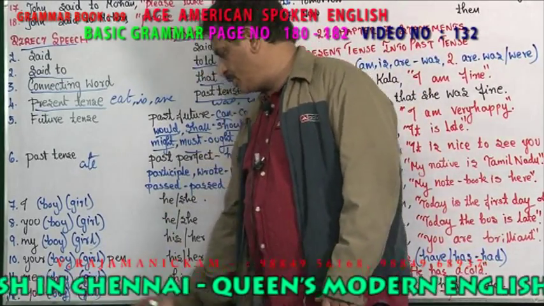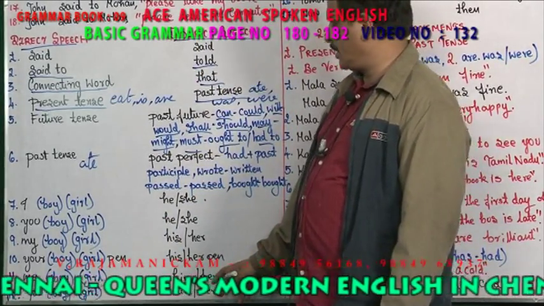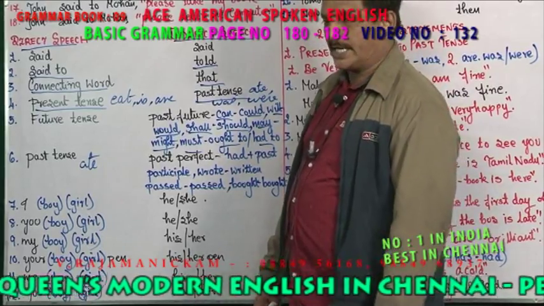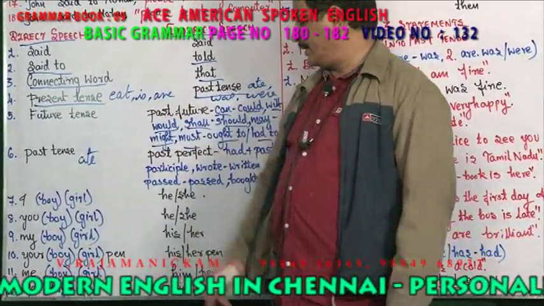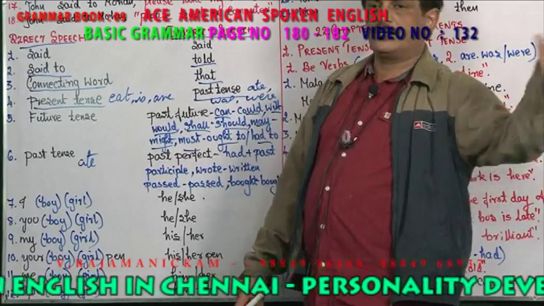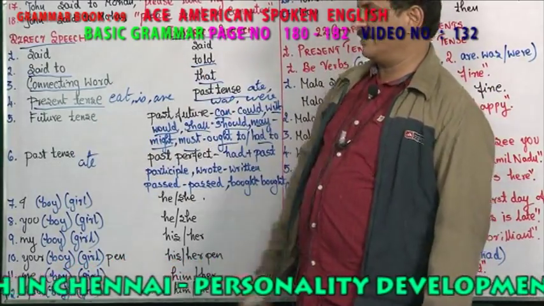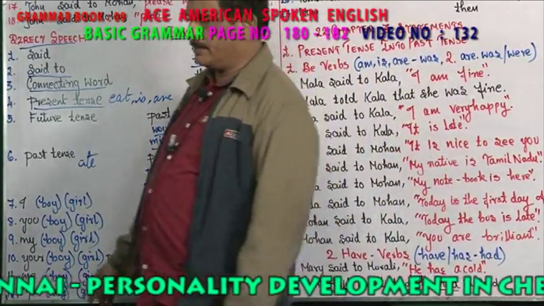Next, you changes into, boy means him. You, girl means her. Okay. "I gave you a pen," and you go and say, "Sir told that he gave him a pen." If it is a girl, her a pen. Hope you are able to understand.